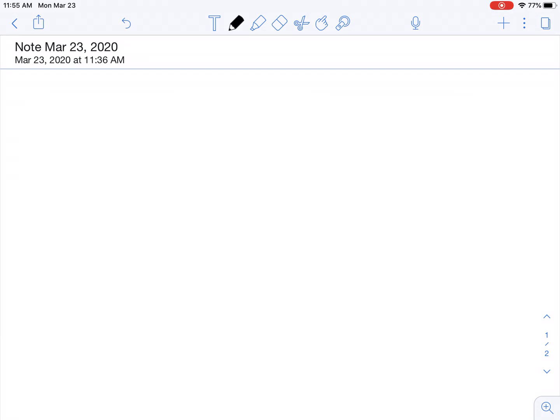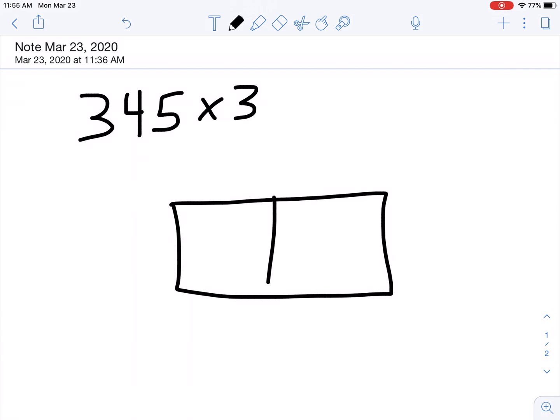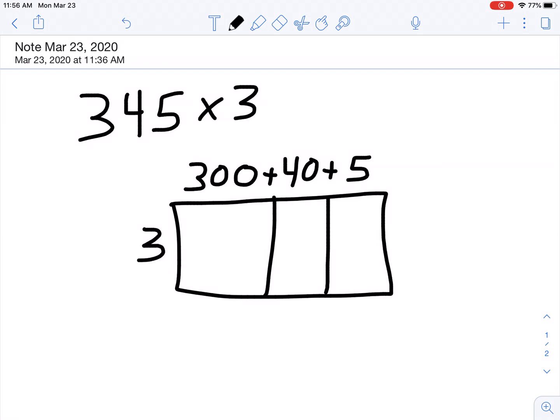Okay, so now this time we're going to make it a bigger number here. We're going to do 345 times 3. So once again, I'm going to draw a rectangle. And this time, because I'm multiplying by a 3-digit number, I'm going to divide it into 3 sections. Then I want to decompose 345, so that would be 300 plus 40 plus 5. And we're going to multiply all 3 of those by 3.